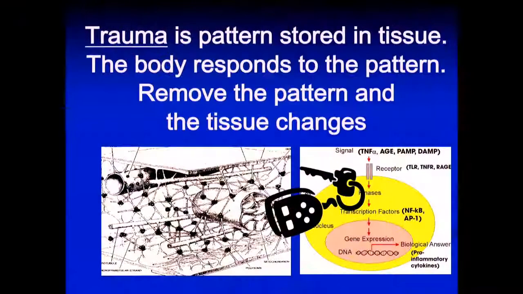This is a continuation of the conversation we had yesterday. Trauma is a pattern stored in the tissue. If you are a semiconductor and you push save, and the pattern is saved in your fascia and connective tissue, in your information field, if you will, but it's physical, right? The body responds to the pattern, remove the pattern, and the tissue changes. This is not always predictable, but when nothing else works, it makes sense.